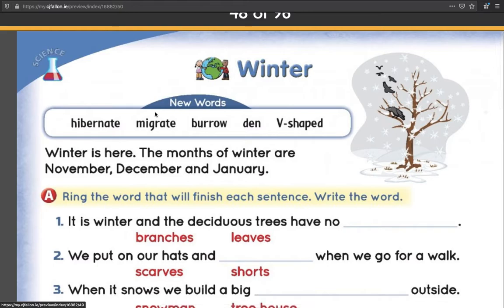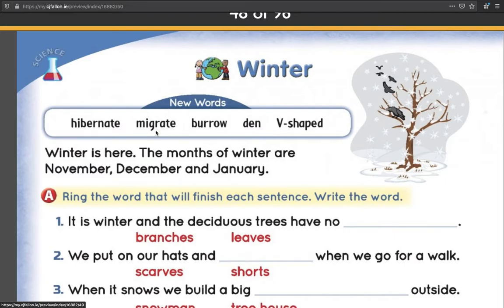So we've got new words here: hibernate, migrate, burrow, den, and V-shaped. V-shaped. There's a little dash in there to show that these two parts of the word are connected. So let's go through those. Hibernate. We know what hibernate is. It's when an animal falls asleep for the winter and then wakes up again in the spring, when the food is around again. Migrate. Migrate is a word that you may or may not have heard.